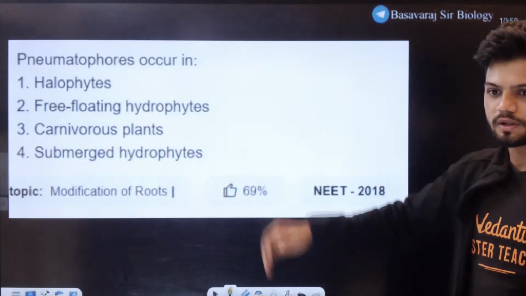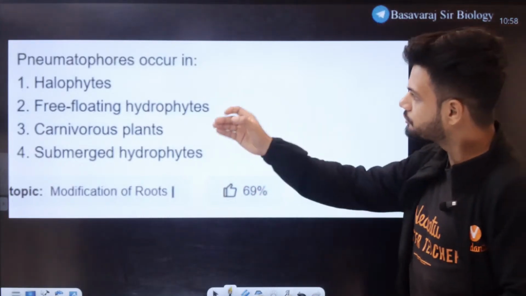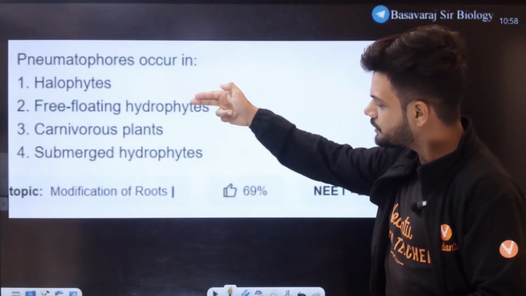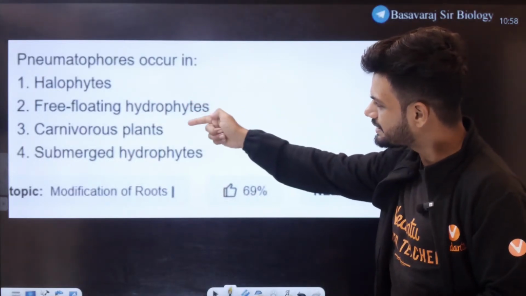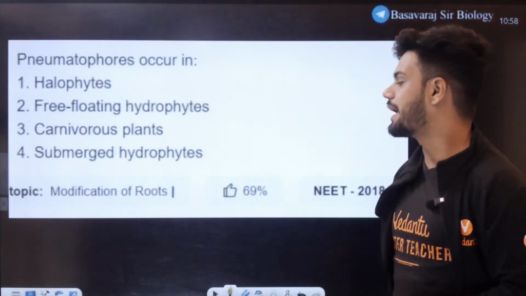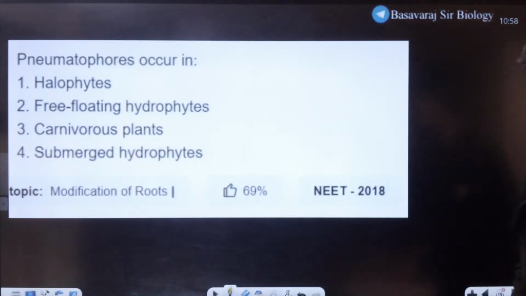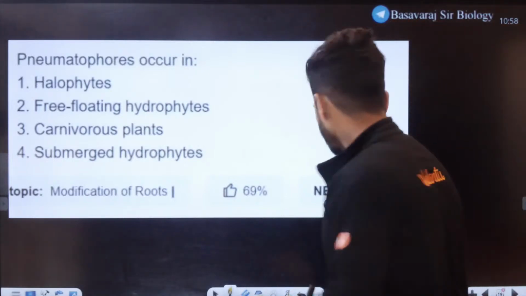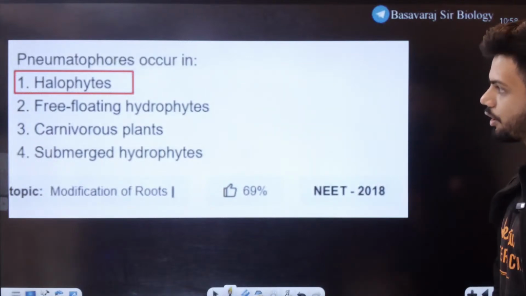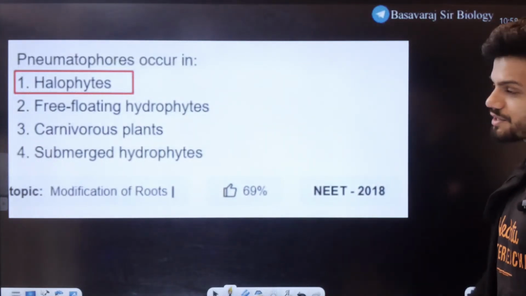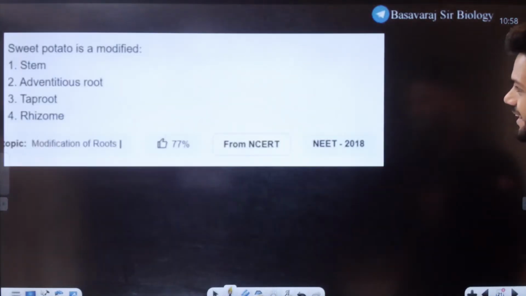Tell the answer quickly. Who tells the answer first? Pneumatophores occur in: halophytes, free floating hydrophytes, carnivorous plants, submerged hydrophytes. What is the answer? Option number 1, halophytes, because they need oxygen. They're coming out for oxygen.